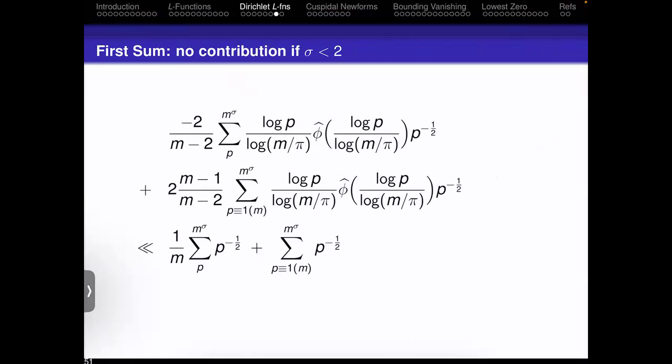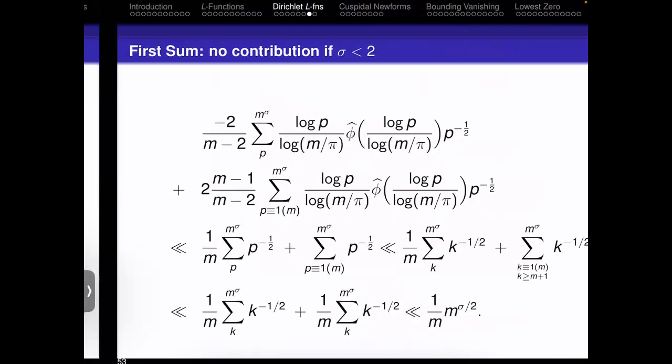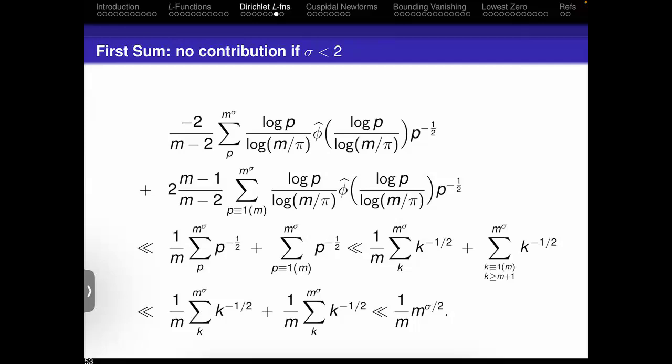I do expect there to be cancellation. I'm not going to see that because I'm just being trivial. I don't really want to play log games. You don't want me to play log games. So I'm going to just replace the sums with sums over integers. But the important thing to note is the smallest prime congruent to 1 mod m is at least m+1. It can't be 1. And so that second sum has to start at m+1. And when I do that, I end up getting that the sum is bounded by 1 over m to the sigma over 2. So there's no contribution for support up to 2.